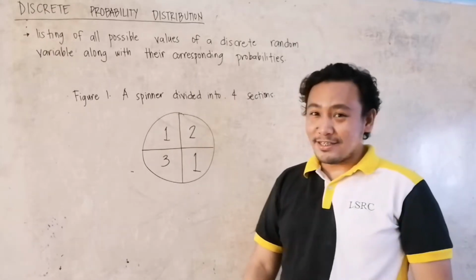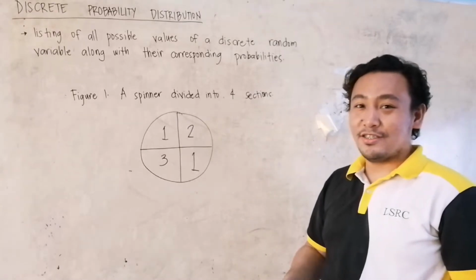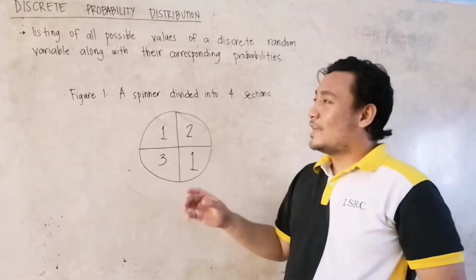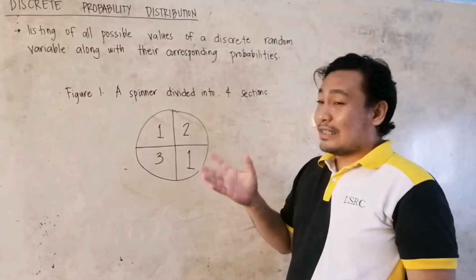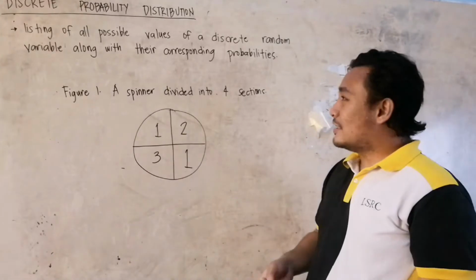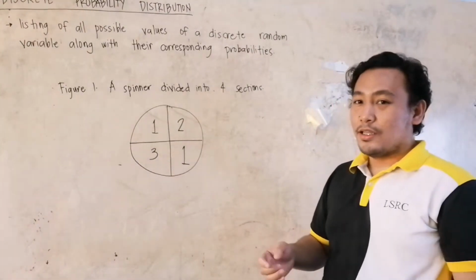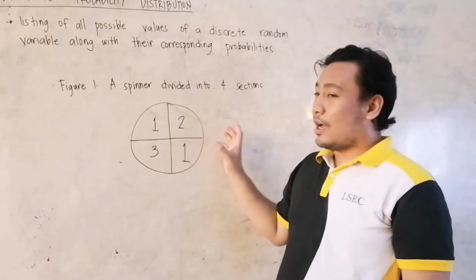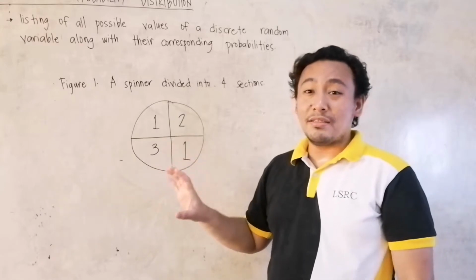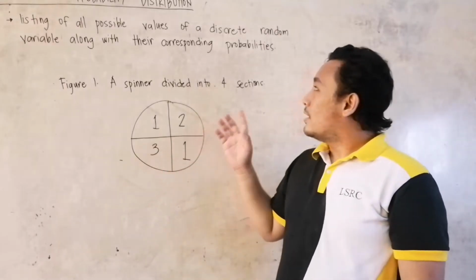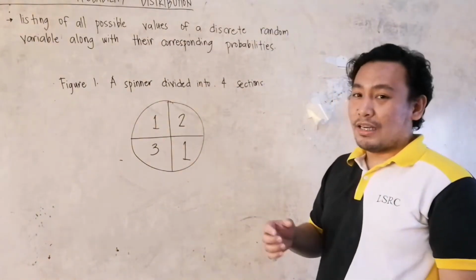And for today's discussion, I will be discussing the discrete probability distribution. When we say discrete probability distribution, it is all about listing all possible values of a discrete random variable along with their corresponding probabilities. So it means that ililista natin yung mga possible values na lalabas dun sa discrete random variable natin.